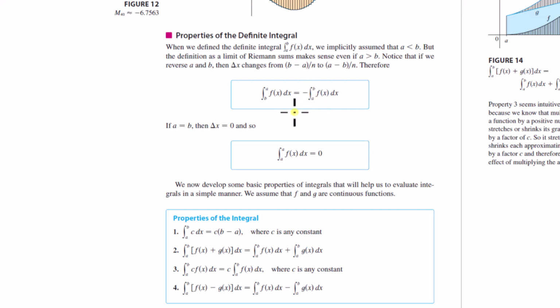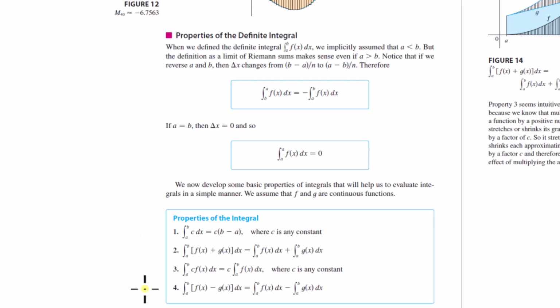That's it. And if a happens to be equal to b, then there is no area. Delta x is equal to 0. That's one way you can think about it, but also you can think that there's no area, and so the integral is equal to 0.